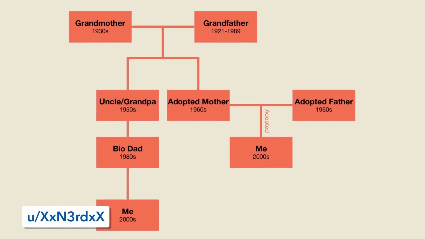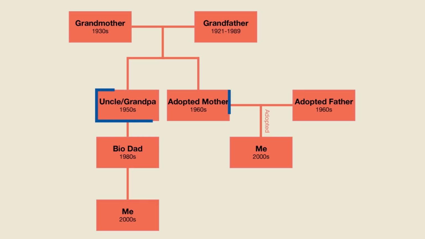All right, next up is something a bit unusual. The title of this post was How I'm My Own Cousin. So this guy was adopted by his biological father's aunt and uncle, who became his adopted parents. So in other words, his biological grandfather and his adopted mother are siblings. This means that his biological grandpa is also his uncle, and that his bio-dad is also his first cousin. And because he's his bio-dad's son, he's also his very own first cousin once removed.